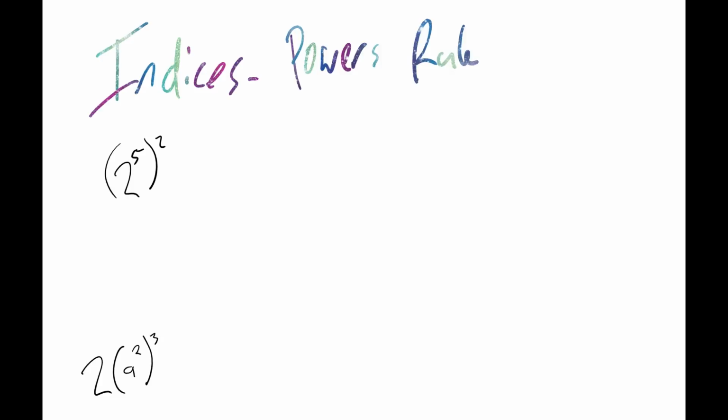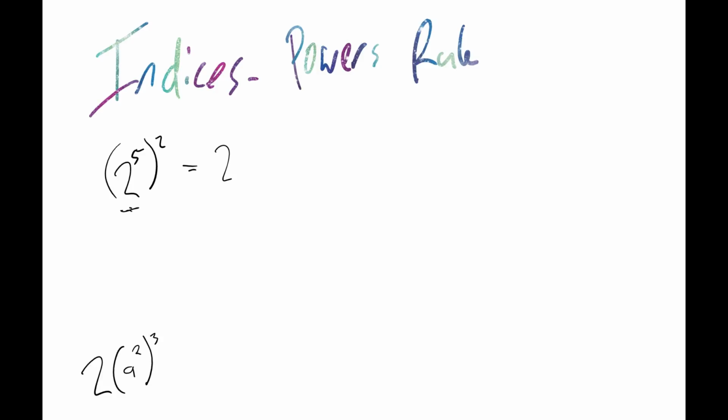Okay, next index rule, we're looking at something called the powers rule. Take for example a situation like this one here. We've got 2 to the power of 5 and it's in brackets and the whole thing is squared. Okay, well, let's expand that and have a look at what that means.